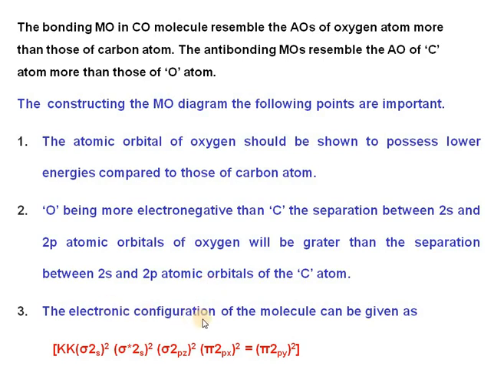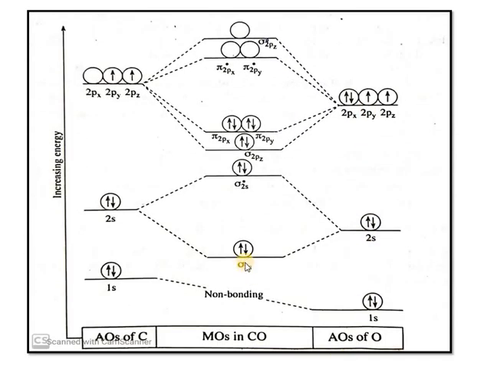And therefore, the electronic configuration of the molecule can be written as KK as the penultimate shell, sigma 2s2, sigma star 2s2, sigma 2pz2, and pi 2px2 having equal energy to pi 2py2. So these molecular orbitals can be made from the atomic orbitals of the carbon and oxygen. Now we will see the molecular orbital diagram for the carbon monoxide molecule.